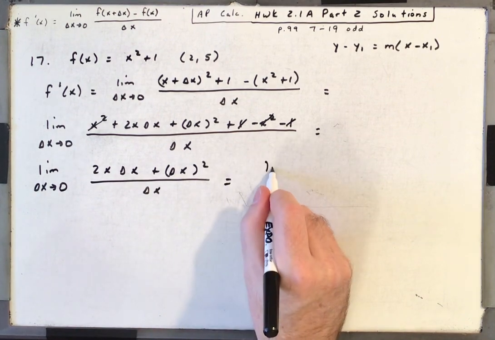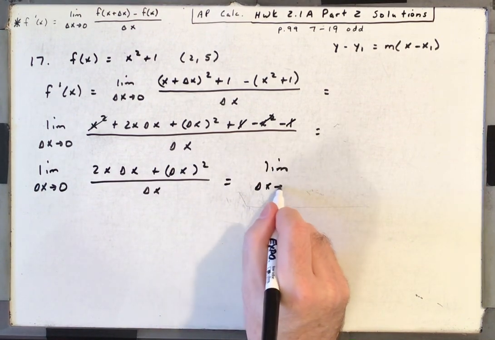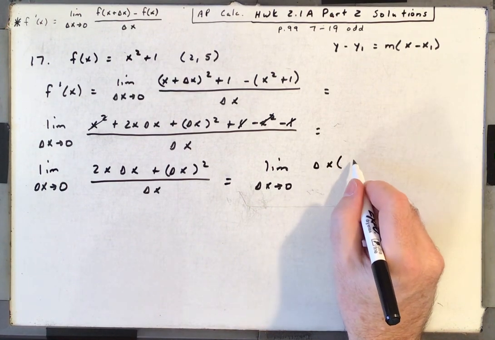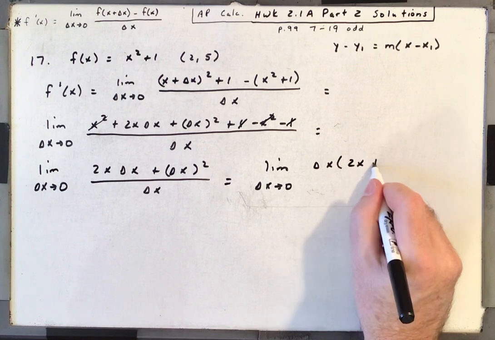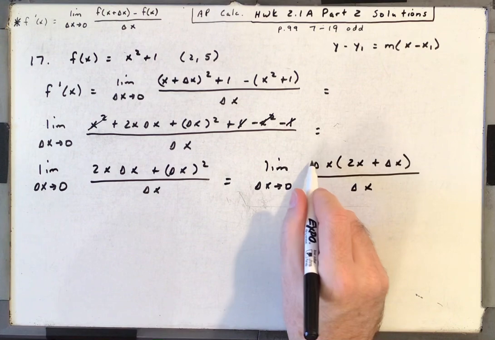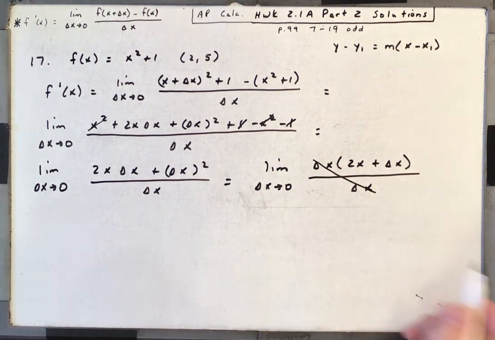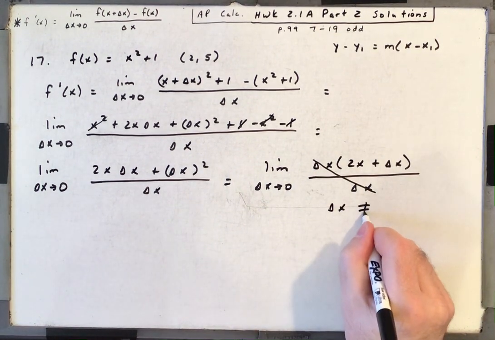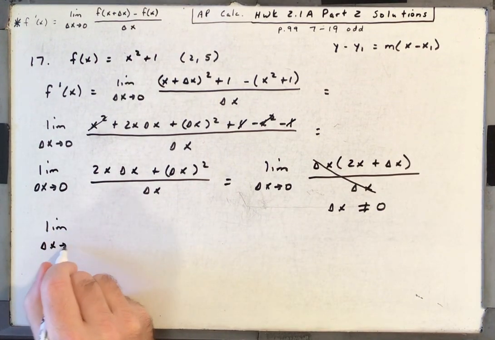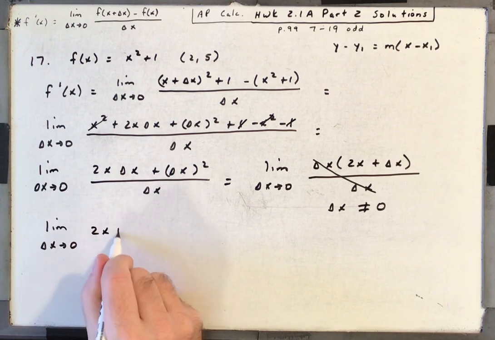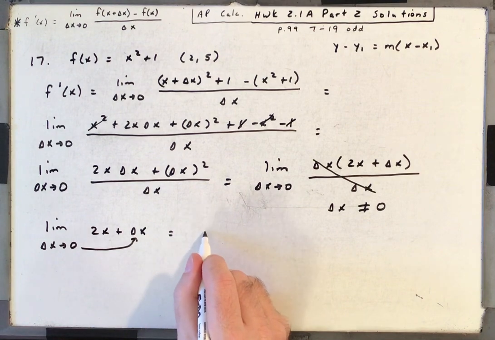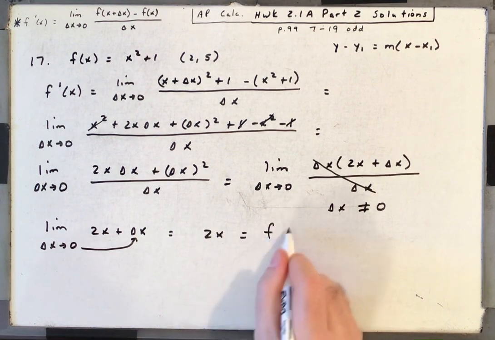We're going to factor a delta x out of the top. So that'd leave us 2x plus delta x, as long as delta x does not equal 0. We can cancel those out. So we have the limit as delta x approaches 0 of 2x plus delta x. We're going to plug that 0 into delta x, and that's just going to be 2x. That's the equation for the derivative.